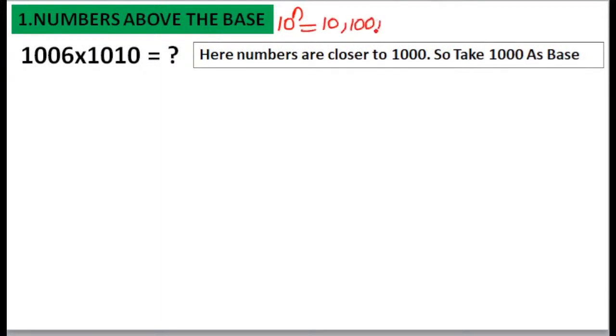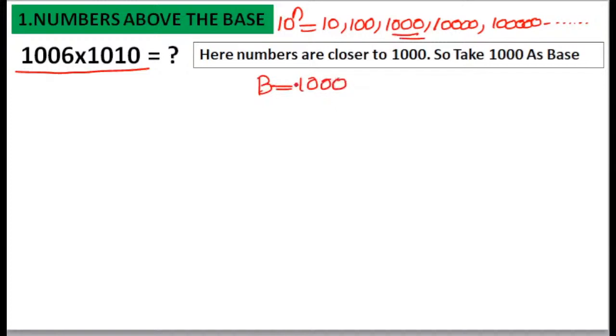That is, tens power means 10, 100, 1000, 10,000, 1 lakh. So one of these will be your base. Here both 1006 and 1010 are nearer to 1000, so our base will be 1000. Then both these numbers are greater than 1000. That's why the method is numbers above the base.